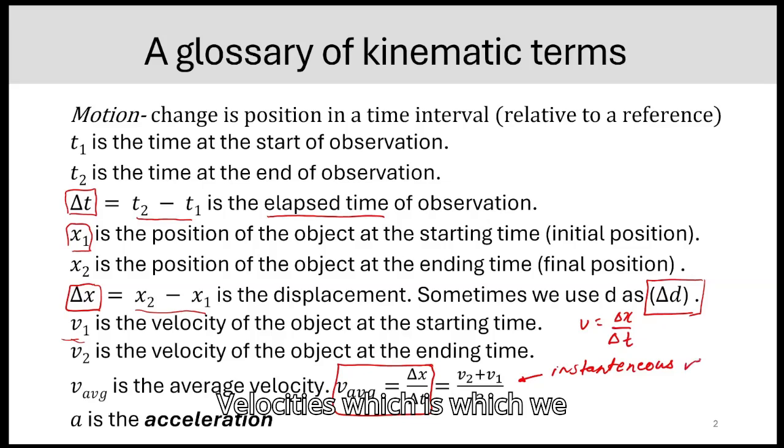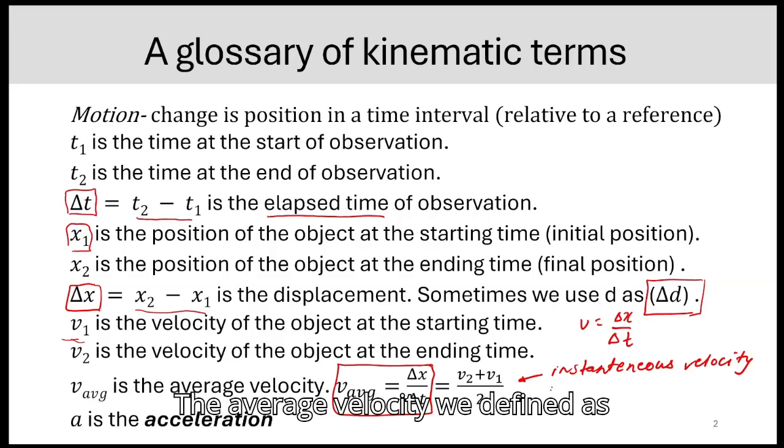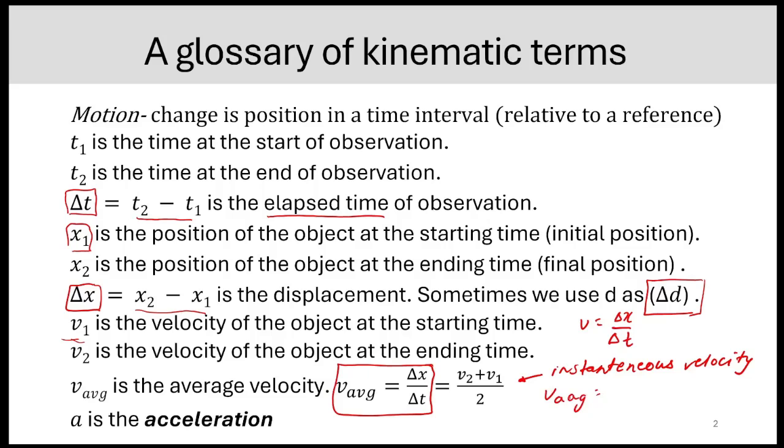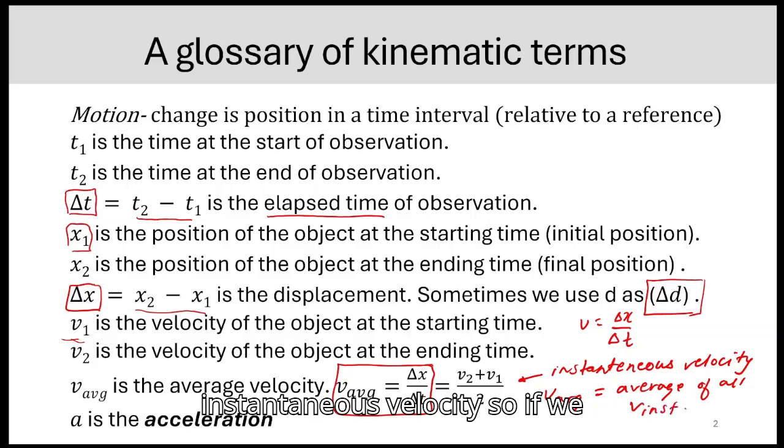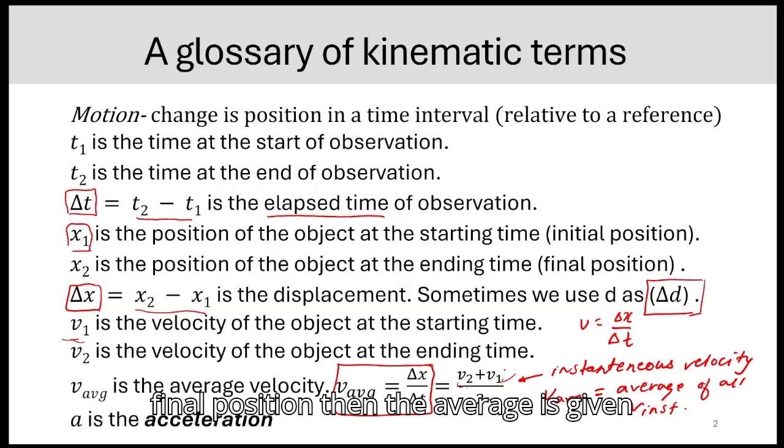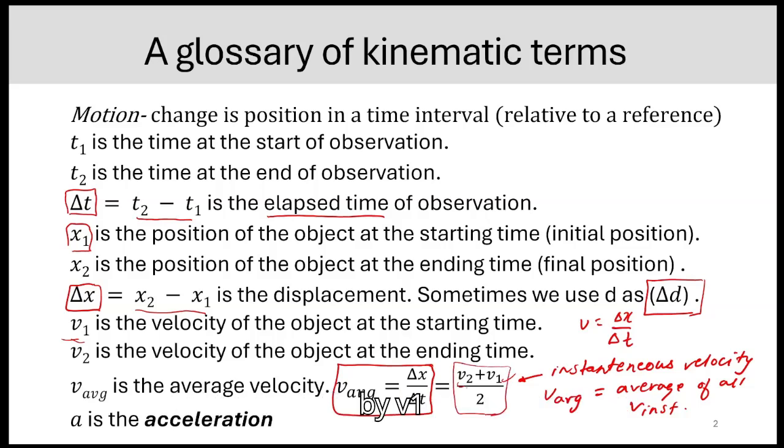And we also defined the average velocity in terms of instantaneous velocities: the average is equal to the average of all instantaneous velocities. So if we have two instantaneous velocities v1 and v2 at the initial position and final position, then the average is given by v1 plus v2 over 2.